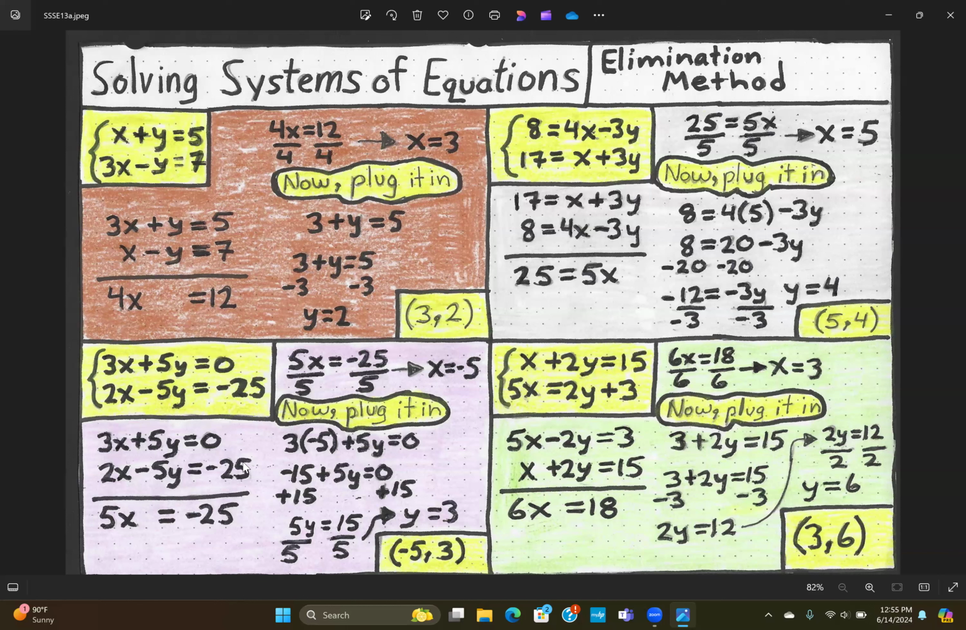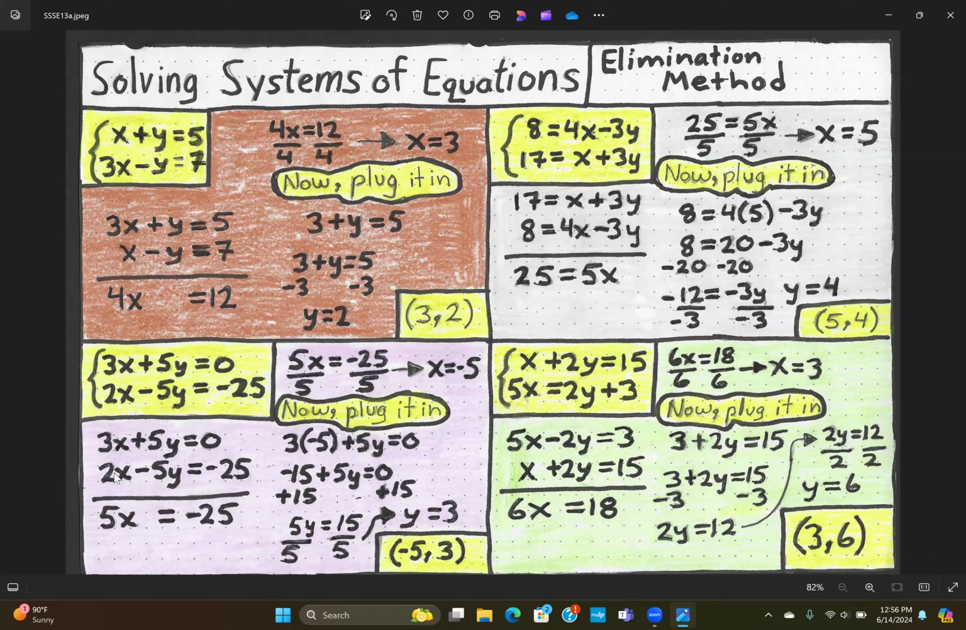And let's move on to the third example, in which we have 3x plus 5y is equal to 0, and 2x minus 5y is equal to a negative 25. And again, we're just going to line up the variables with variables and numbers with numbers. X's over x's, y's over y's, numbers over numbers.